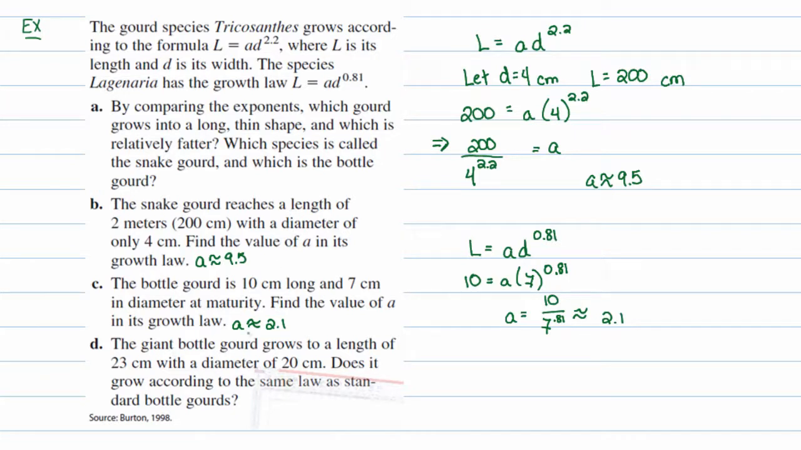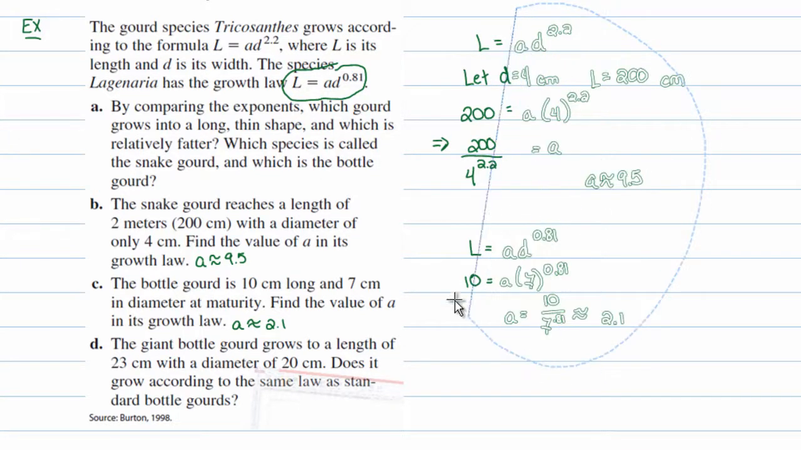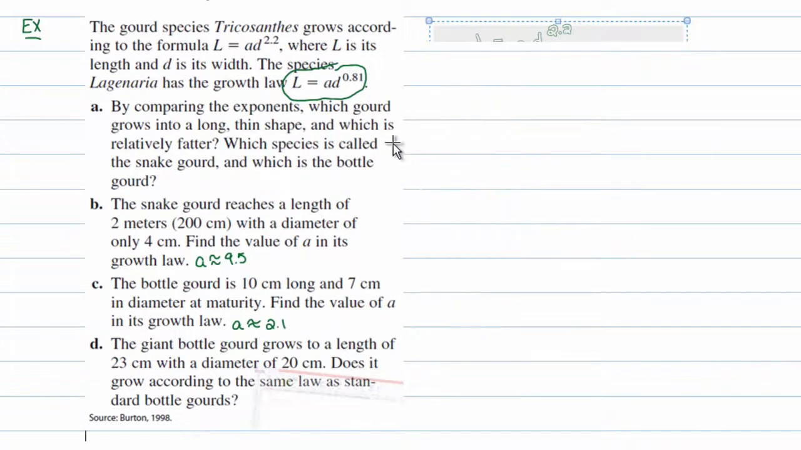Let's see. The giant bottle gourd grows to a length of 23 centimeters. Oh, the giant bottle gourd. Okay, so we have a different kind of gourd here. The giant bottle gourd grows to a length of 23 centimeters with a diameter of 20 centimeters. Does it grow according to the same law as the standard bottle gourds? Now, the standard bottle gourd grows according to this law, where A, we just found out, is roughly 2.1. So let's see if the giant bottle gourd follows the same growth equation.